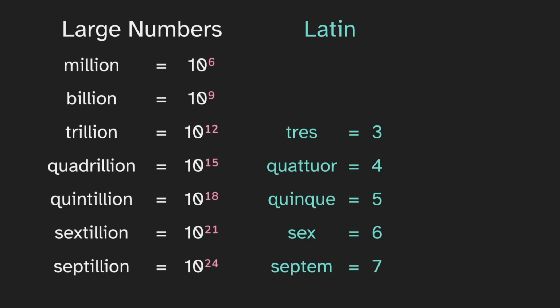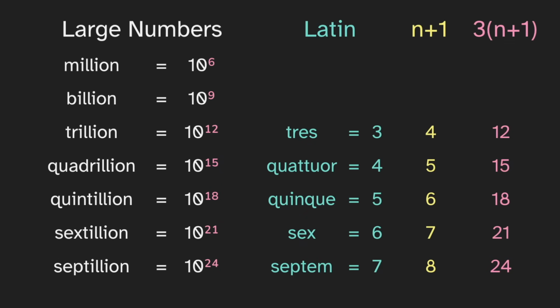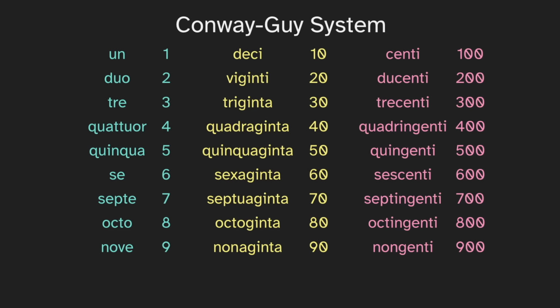And we can move back and forth between the Latin number and the English exponent. So if we take the Latin number to be n, then we add 1 to get n plus 1, and we multiply that by 3, then we get the exponent. For example, septillion corresponds to septem, which is 7. Add 1 to get 8, multiply by 3 to get 24, and we see that septillion is 10 to the 24. And this idea is at the core of the system created by mathematicians Conway and Guy.